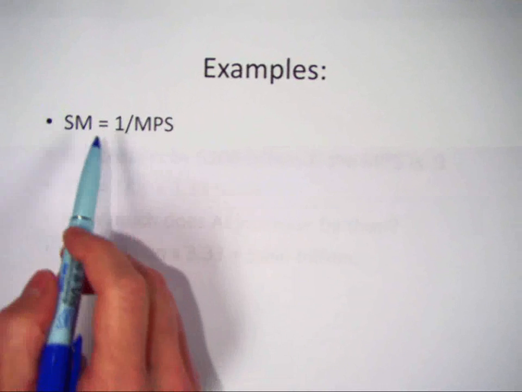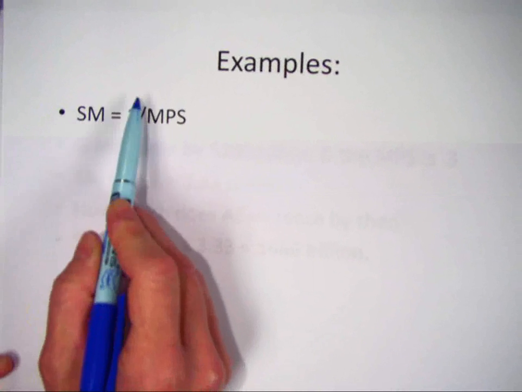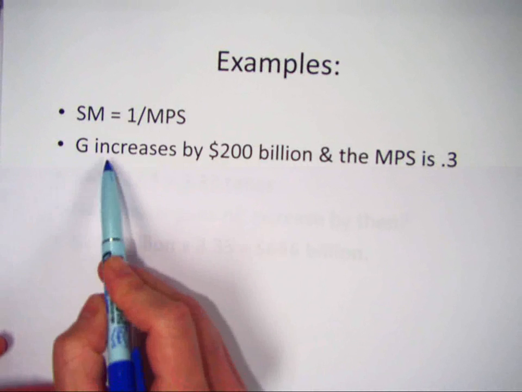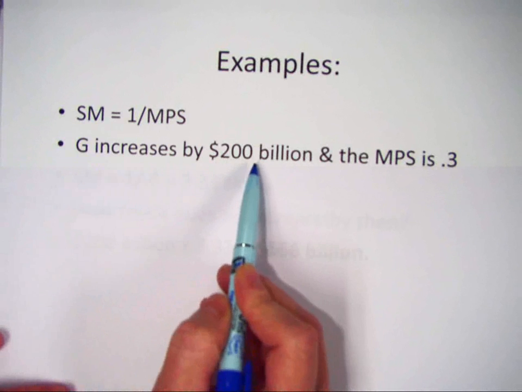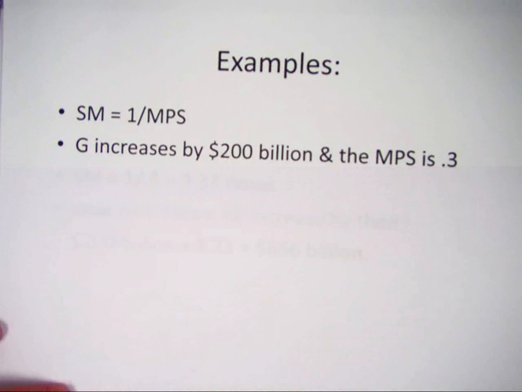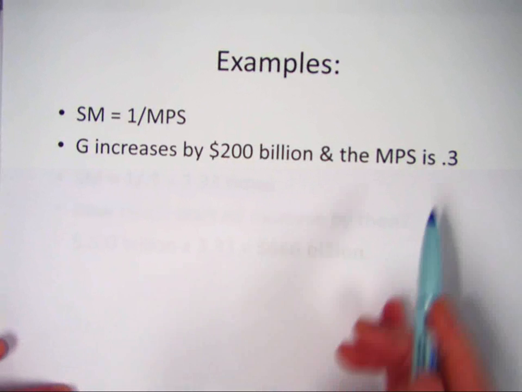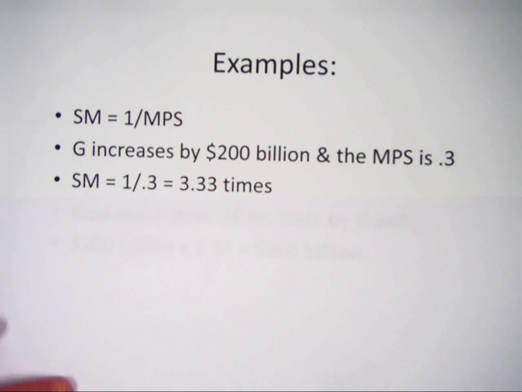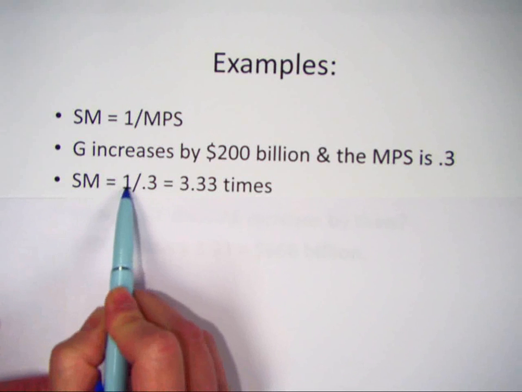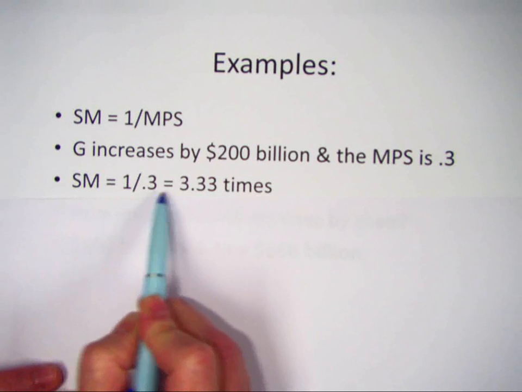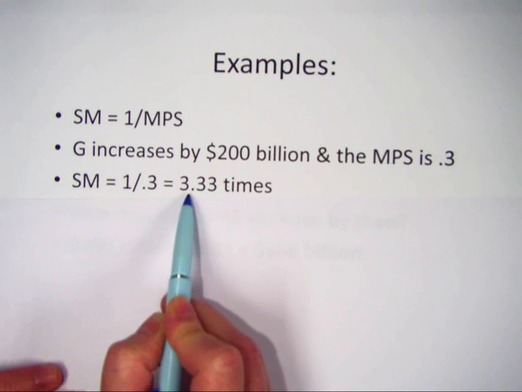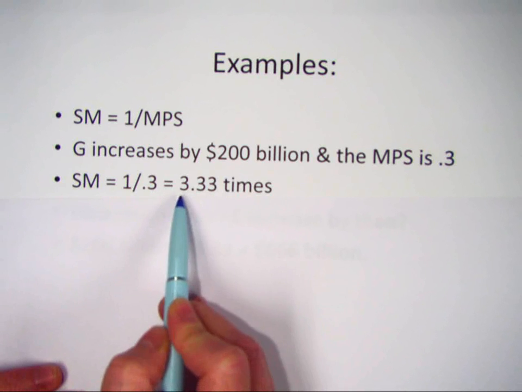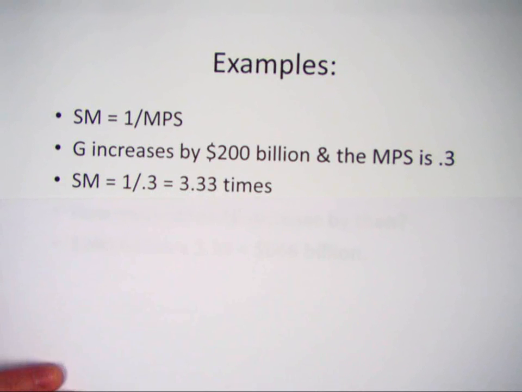Let's assume, as we know, the spending multiplier is equal to 1 divided by the MPS. Government spending increases by $200 billion, and the MPS is 0.3. We know automatically then that the MPC must be 0.7, don't we? The spending multiplier is equal to 1 divided by the MPS, and when we divide that out, we get a spending multiplier of 3.3 times.